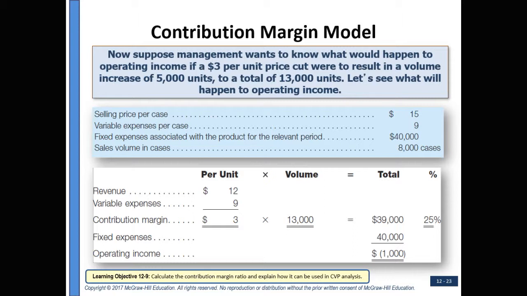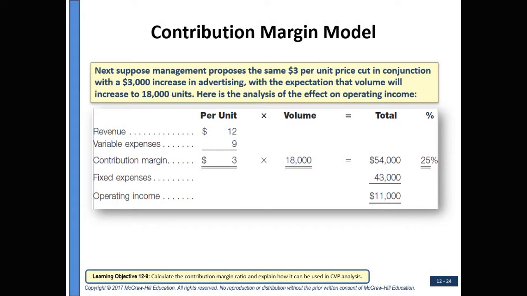From a historical perspective, we have been selling it at $15 a unit. We have variable expenses per case historically that we can recognize at $9, and our fixed expenses are $40,000. These are known historical quantities that have backup associated with them.